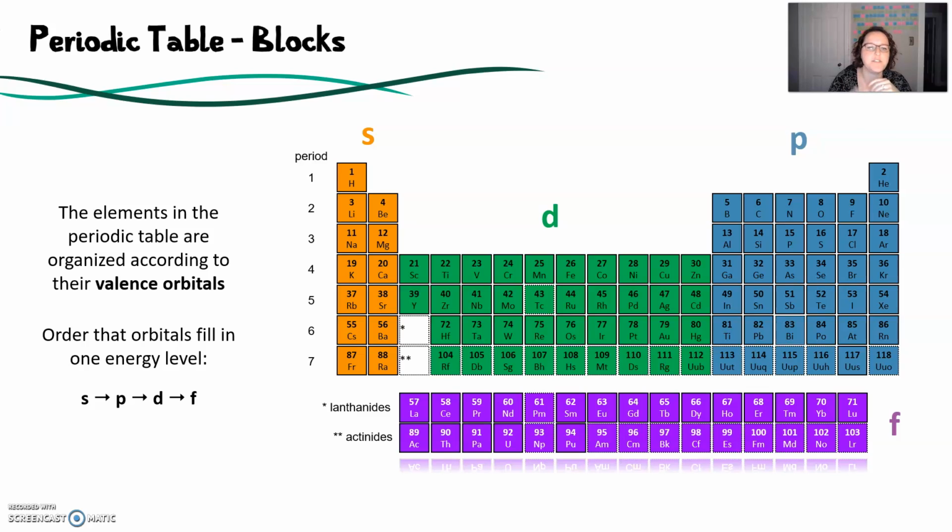There are 4 different types of electron orbitals labeled S, P, D, and F. And as you can see by the way the table is colored on this slide, specific columns of the table correspond to these specific electron orbital shapes. Additionally, the periods or rows in the periodic table roughly correspond to the energy levels of the electrons in these orbitals.